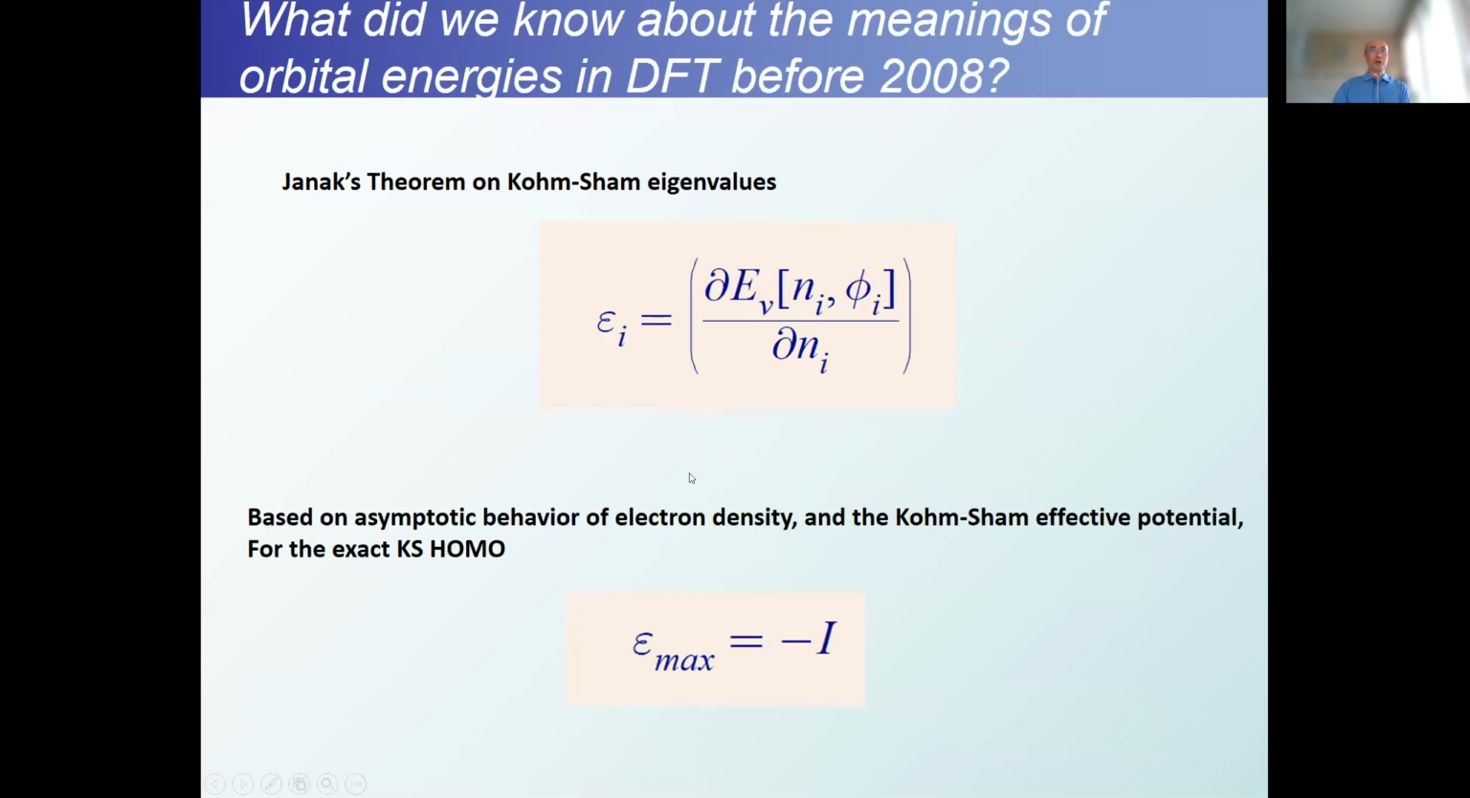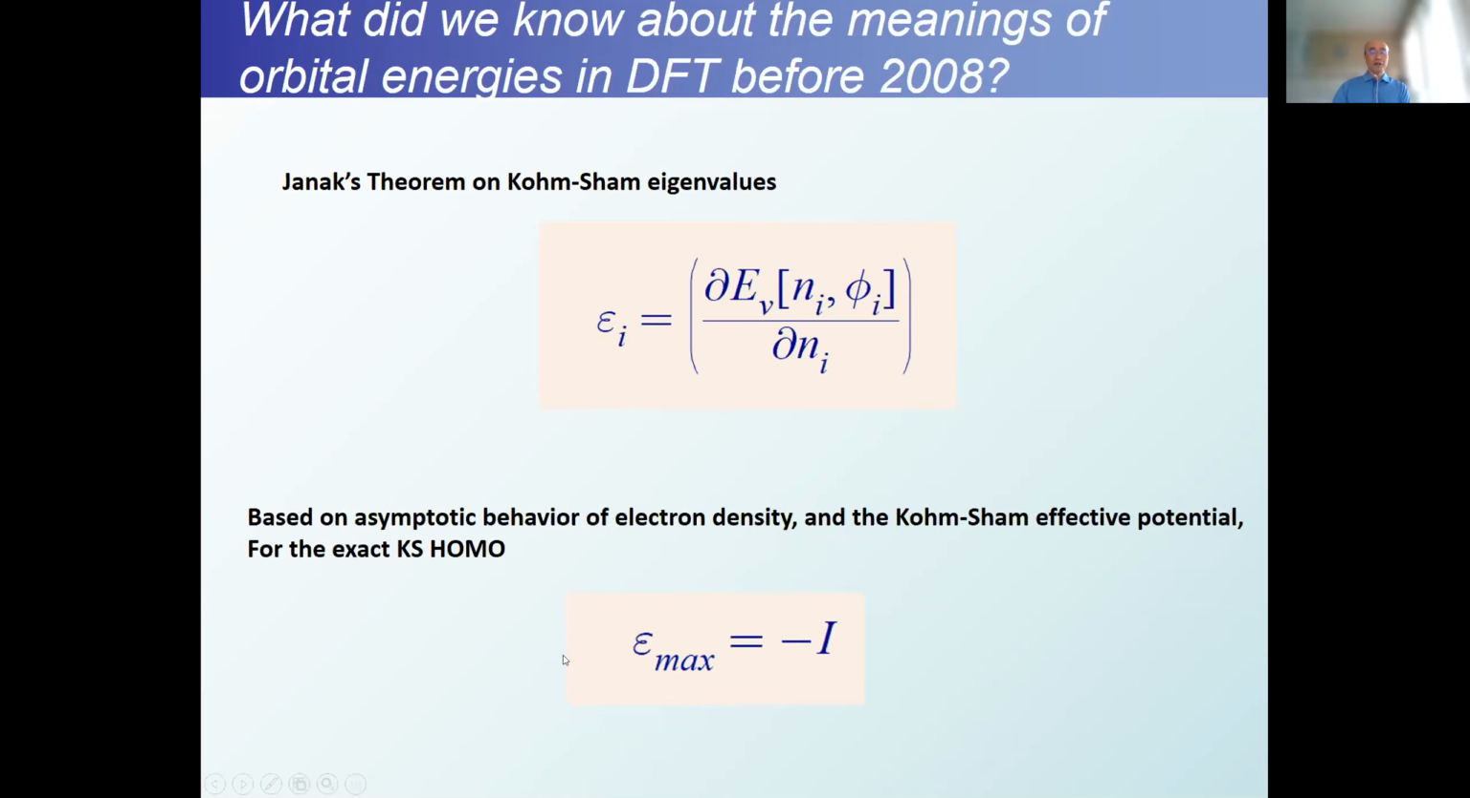So what do we know about the orbital energy meaning? There is a classical result of Janak that the orbital energy is the derivative of energy with respect to occupation number. This is called Janak theorem. That's on Kohn-Sham eigenvalues. And this is a very interesting interpretation, but in no way connected to experiment. This is not an interpretation of physical meaning. It's just a mathematical meaning of what the orbital energy is.